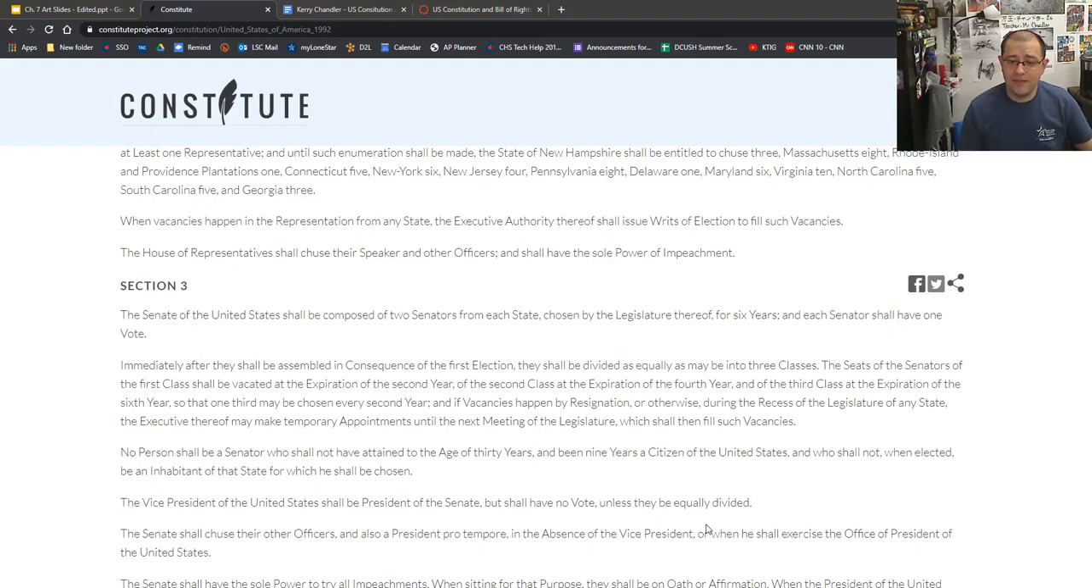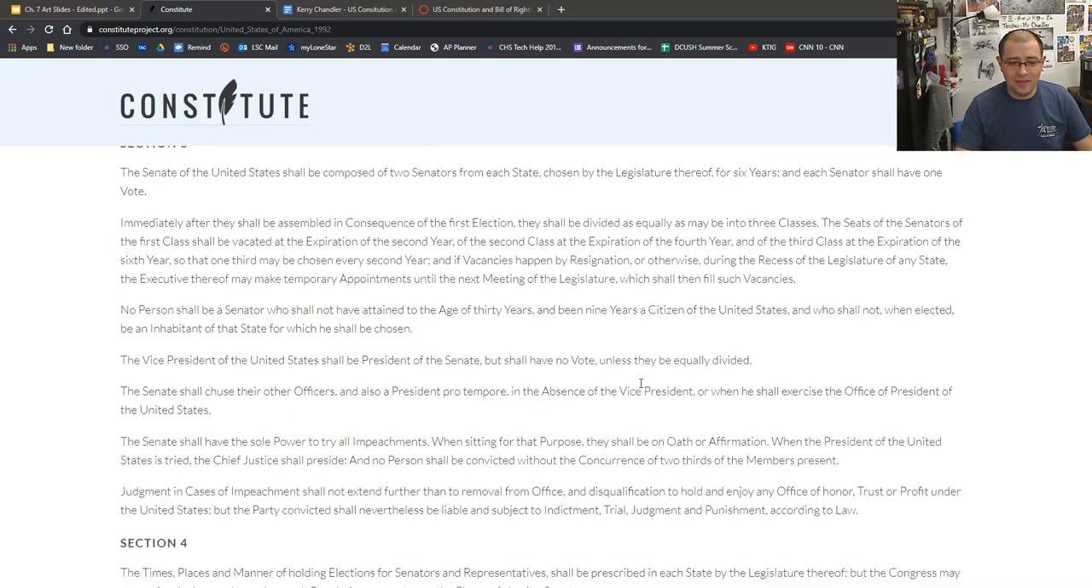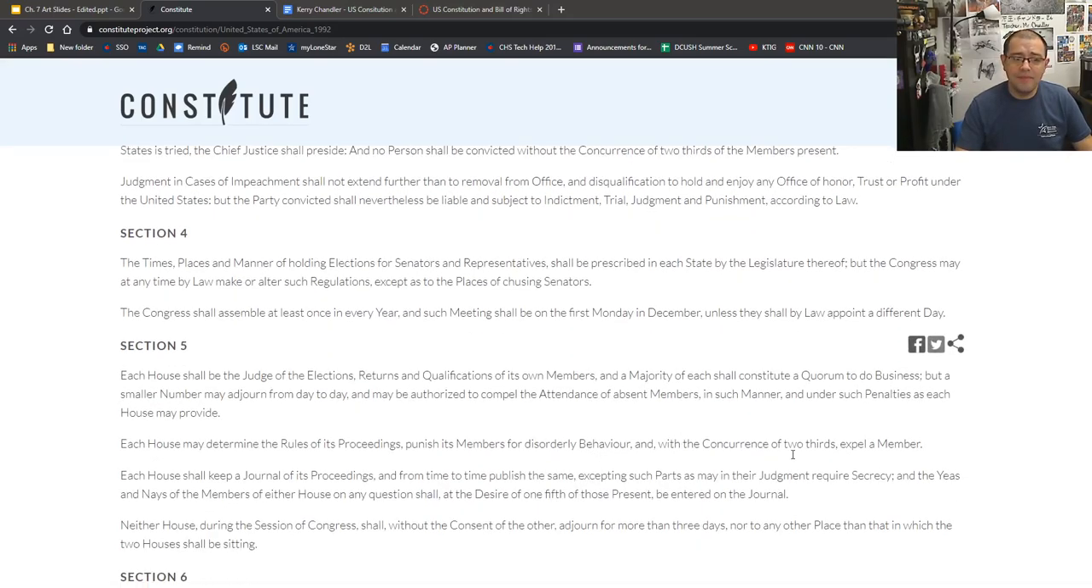Then it sets up that the vice president breaks ties in the Senate, and that he's technically the president of the Senate. So they mention the vice president here. Other things you may find interesting here, it says when they assemble, they have to assemble at least once a year, and it must be the first Monday in December. So Congress could choose to just not meet all year, but they do have to meet at least the first Monday of December, according to the Constitution.